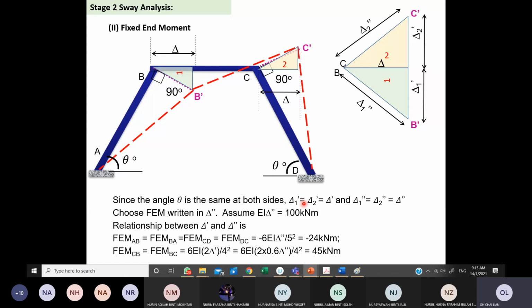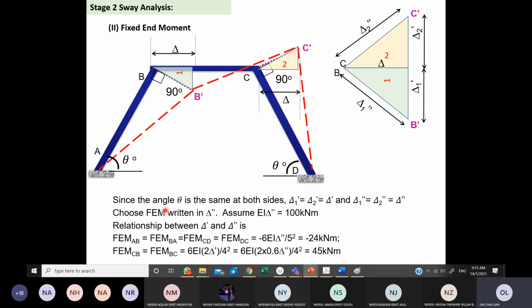Delta 1 prime equal to delta 2 prime, we can just write it delta prime. Why? Because the angle is the same and the length is the same. Everything is symmetric here. So this triangle 1 and 2 must have the same size. Therefore we can just tell that this delta 1 prime is actually delta 2 prime. Delta 2 double prime is equal to delta 1 double prime. So this statement must be very clear.